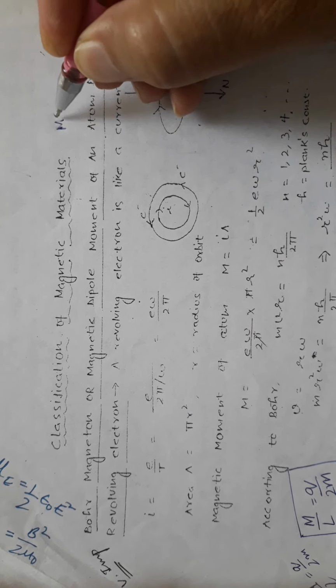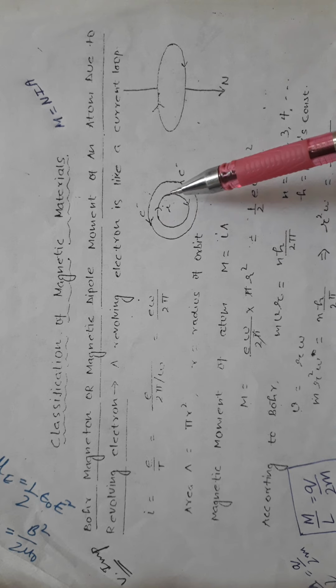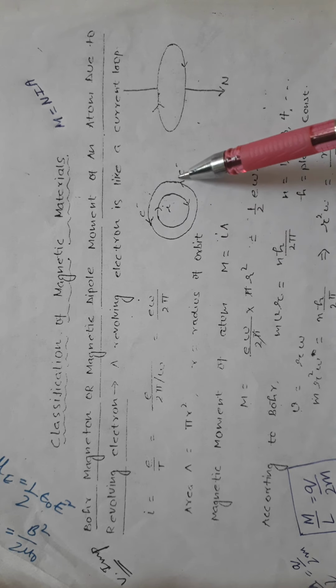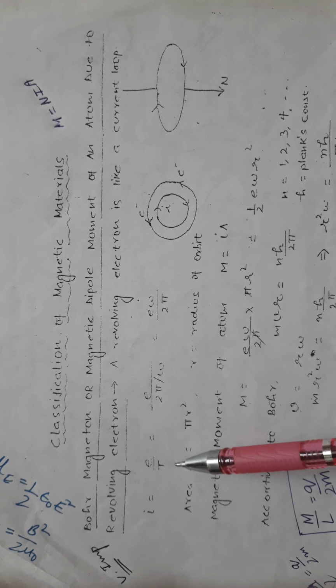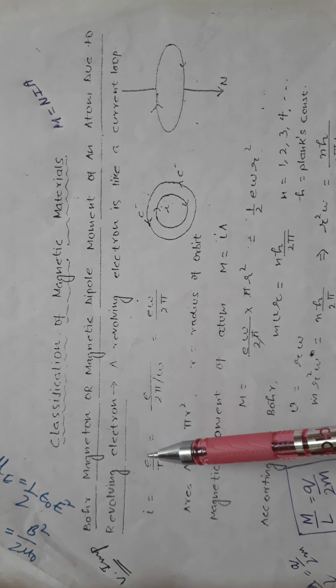If the electron is revolving in one direction, then the current will be in the opposite direction, and that will develop the magnetic dipole moment. The direction of current is opposite to the motion of the electron, and the revolving electron constitutes one loop. The associated current I is equal to Q upon T. Q is e, the charge on an electron, and T is the time period of revolution. T is equal to 2 pi by omega, so omega goes into the numerator and I becomes e omega upon 2 pi.